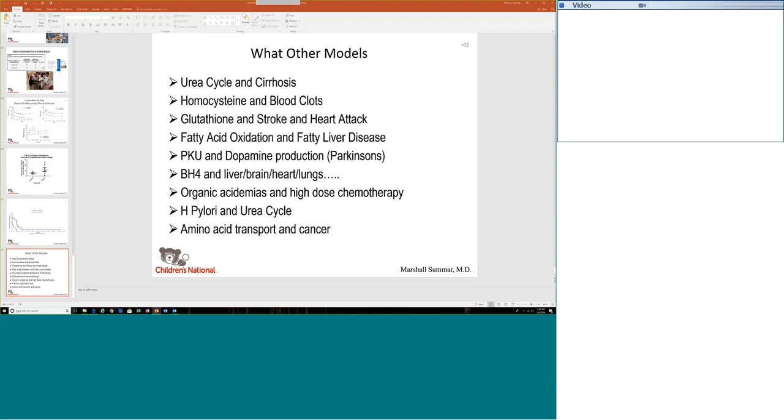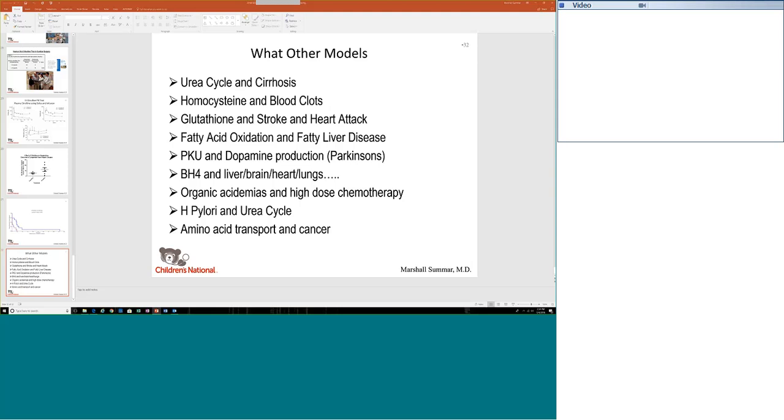Homocystinuria and rare defects in homocysteine metabolism and blood clotting. We actually already know that that plays a role. Rare defects in glutathione metabolism in patients with stroke and heart attack. Fatty acid oxidation defects and fatty liver disease. There's some real nice links there. The metabolism of phenylalanine or PKU and dopamine production in the brain and Parkinson's disease.